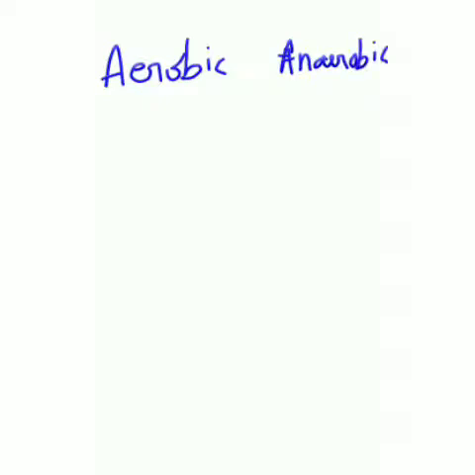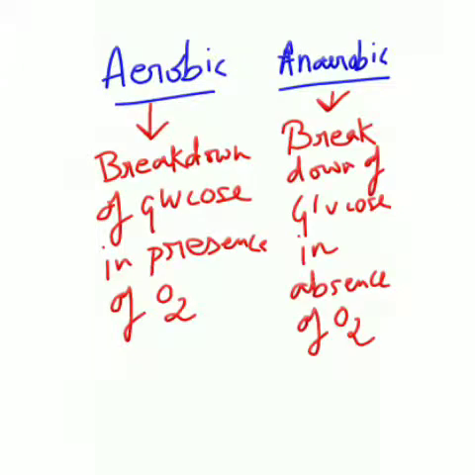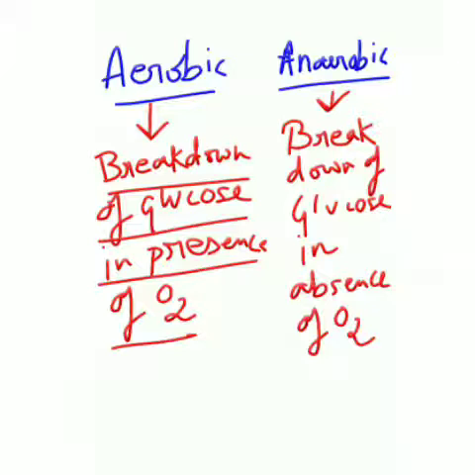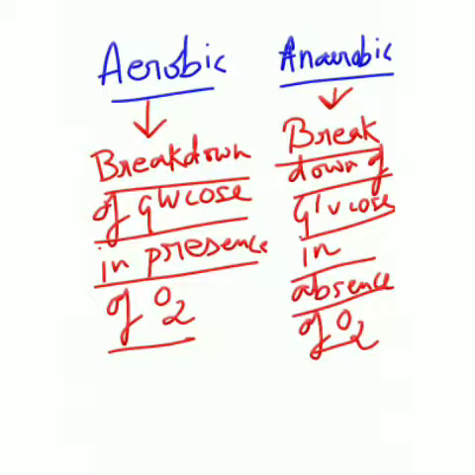Now if we talk about the main difference between aerobic and anaerobic respiration, then in case of aerobic respiration, it is the breakdown of glucose in presence of oxygen which releases enough energy, whereas in case of anaerobic respiration there is a breakdown of glucose in absence of oxygen. But if we compare it with the aerobic respiration, then it produces less energy. Moreover, this anaerobic process is quite slow.